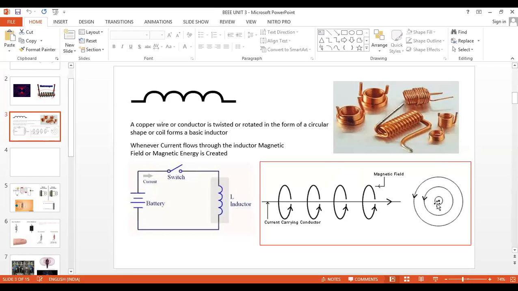I cannot draw the conductor every time. So I am showing that the conductor is this small circle, and when current flows through the conductor, magnetic energy is created, which is shown by the arrow marks. See, all students, please mute yourself.